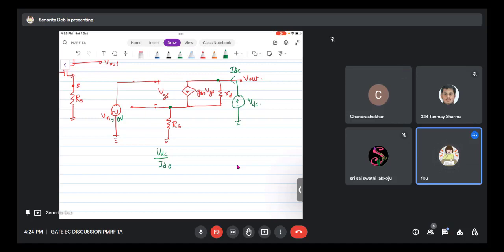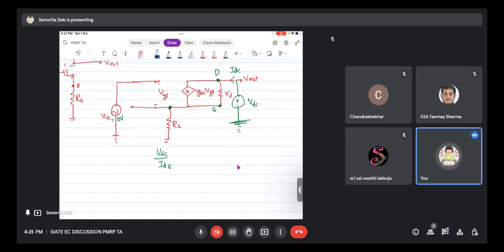Chandrasekhar? Yes, ma'am. IDC is equal to GM VGS plus VDC upon RD. How is it VDC upon RD? RD is between the drain and the source, and VDC is from Vout, this drain point, to ground. So it cannot be VDC upon RD. You guys have to practice network analysis a lot, otherwise you won't be able to solve these kinds of things.